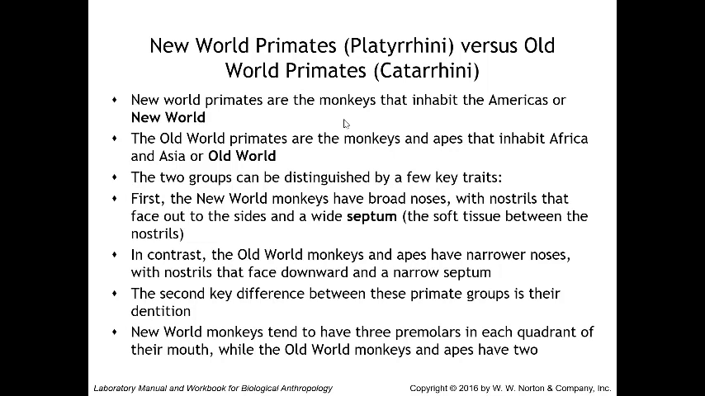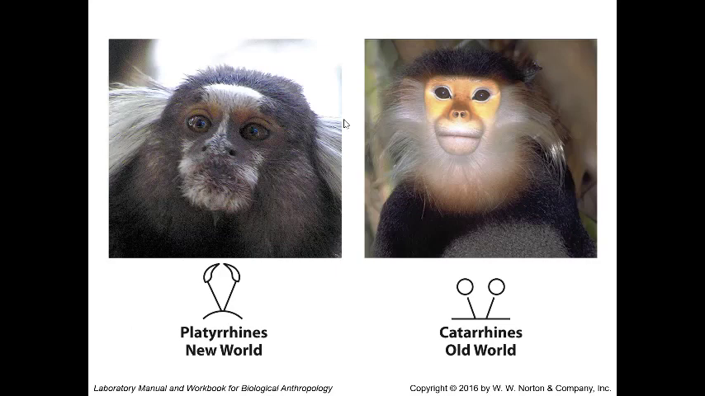So here's a picture of the platyrrhines and catarrhines, right? Platyrrhines, again, is broad nose, wide septum, nostrils facing outwards, right? Catarrhines is narrow nose, narrow septum here, and the nostrils facing downwards, right? So that gives you an idea, right? This is a New World monkey. This is an Old World monkey.